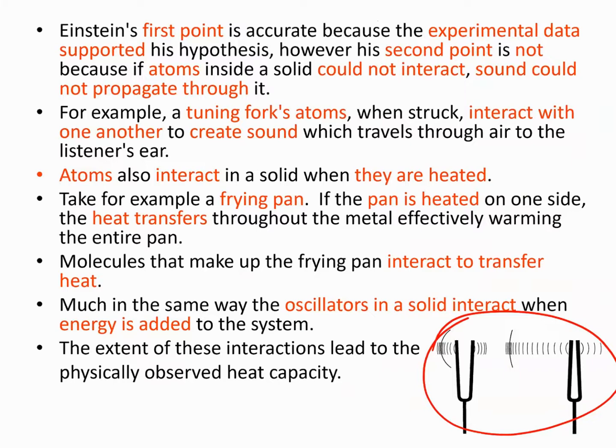Take for example a frying pan. If the pan is heated on one side, the heat will transfer through the metal, effectively warming the entire pan. So the molecules that make up the frying pan interact to transfer the heat. Much in the same way, the oscillators in the solid interact when energy is added to the system. The extent of this interaction leads to the physically observed heat capacity.